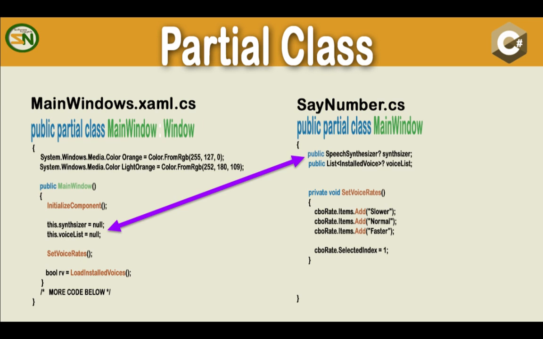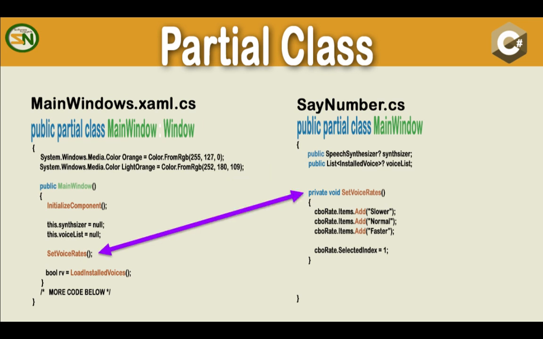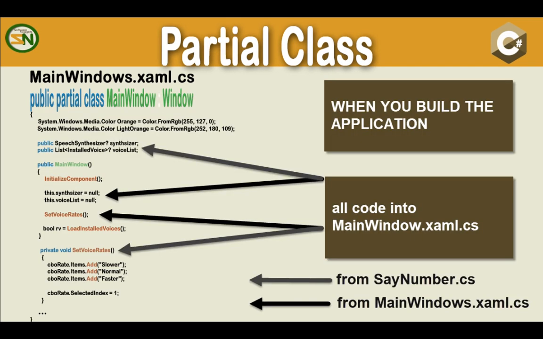However, in MainWindow.xaml.cs, you can see I have consumed them. Here is one more example of partitioning the code. Notice in SayNumber, we have the method setVoiceRates, and then in MainWindow.xaml.cs, I'm consuming that method. When we're in Visual Studio and we say build application, it actually brings these back together, and everything now is just in one file. Not so much the file, but just in the class MainWindow.